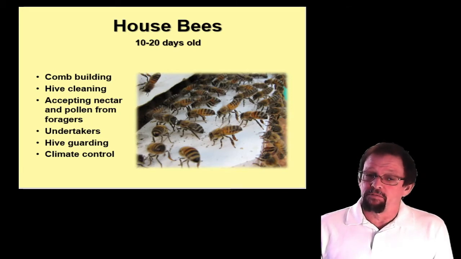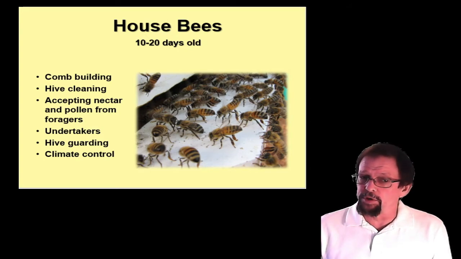House bees. From day 10 to day 20, they build comb, they clean the hive, they accept pollen and nectar from the foragers, they perform the job of undertaker, they do climate control, and probably one of the last jobs before they become field bees is hive guarding, or guard bees at the entrance of the hive.